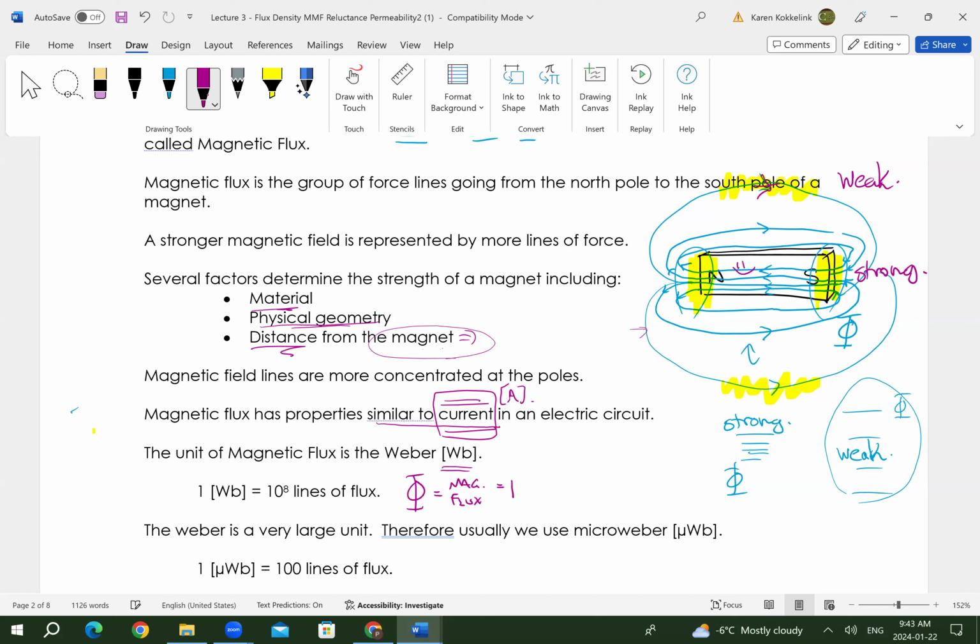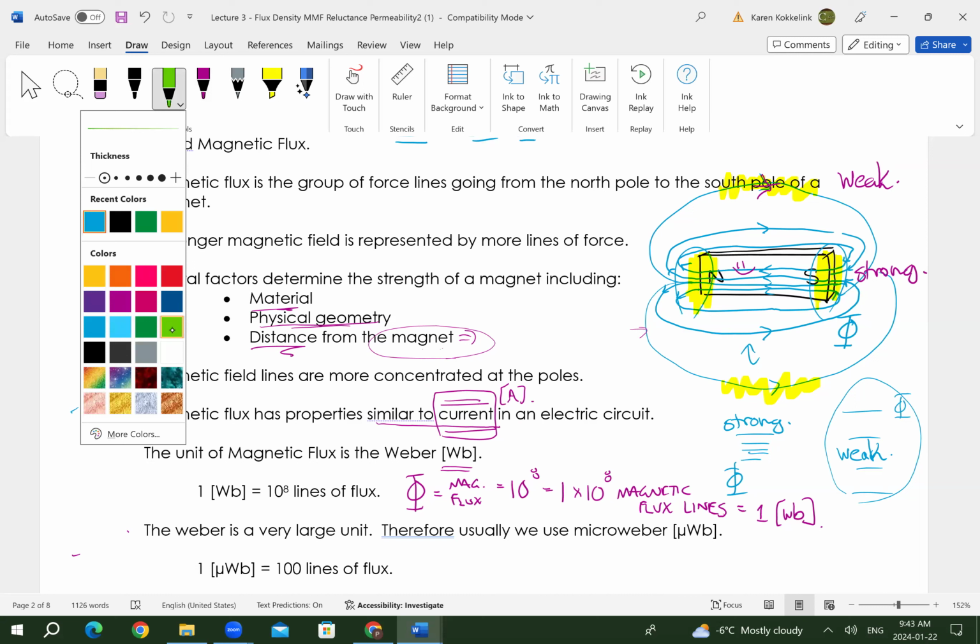It is equal to 10 to the 8, or you can say it's equal to 1 times 10 to the 8. If you like to do your math that way, which I do, magnetic flux lines. That's all a Weber is. It's actually a count of magnetic flux lines. And we're going to call 1 times 10 to the 8 of these a 1 Weber.